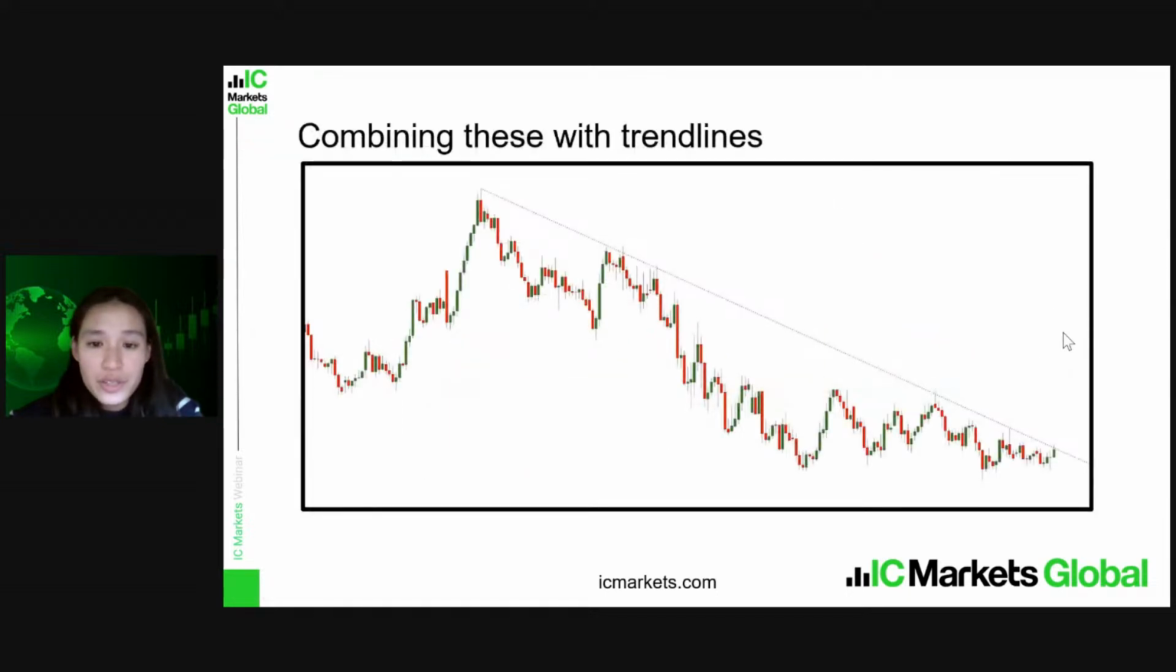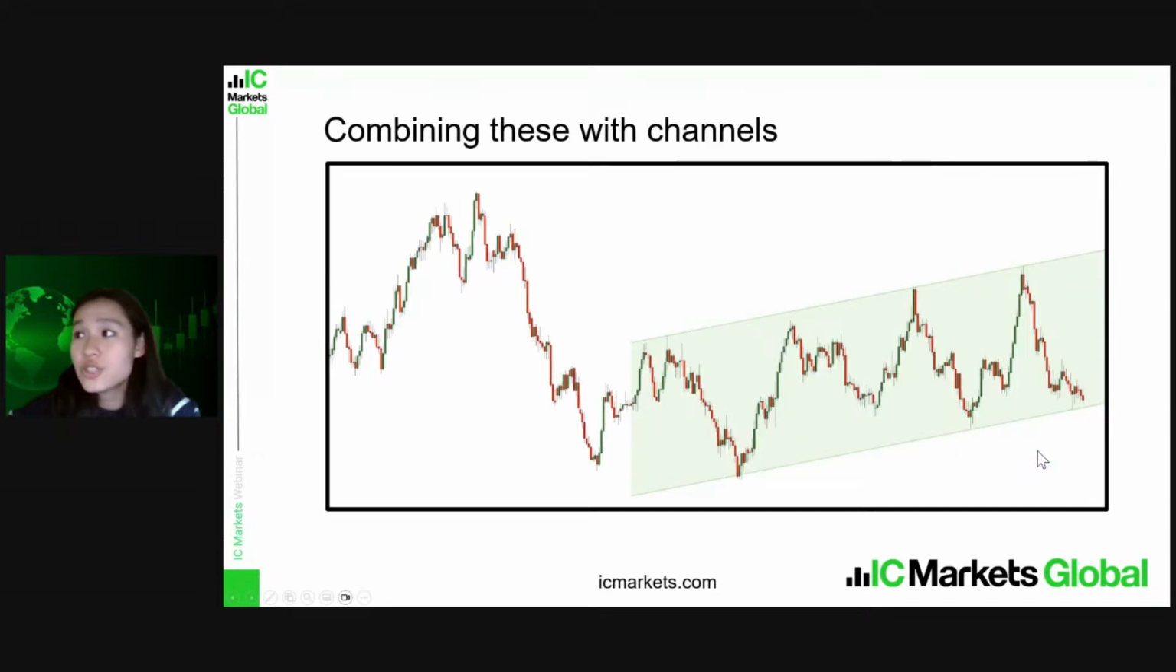Then we combine it with trend lines. To recap again, what makes a valid trend line is if there are at least three touches on the trend line. So here we have one, two, and three. And for channels, again, like I mentioned earlier, at least two touches at the top and two touches below.